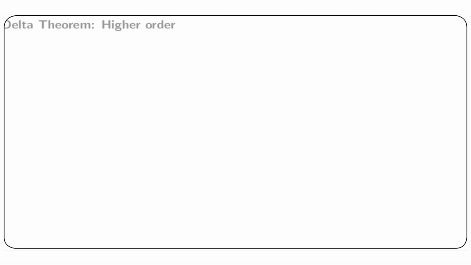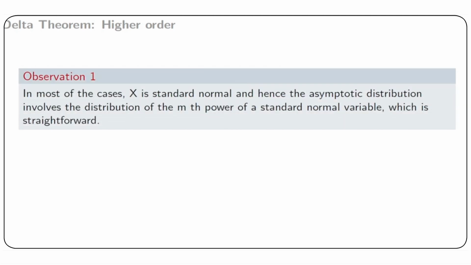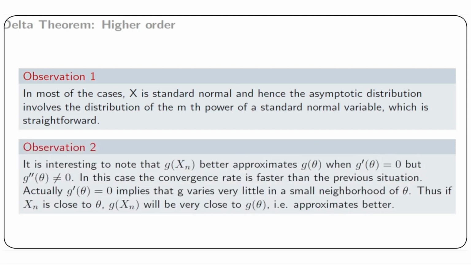So we immediately have some observations from this delta theorem of higher order. In most cases, X is standard normal, and hence the asymptotic distribution involves the distribution of the mth power of a standard normal variable, which is straightforward. The next observation is that g(Xn) better approximates g(θ) when g'(θ) = 0 but g''(θ) ≠ 0. In this case, the convergence rate is faster than in the previous situation.